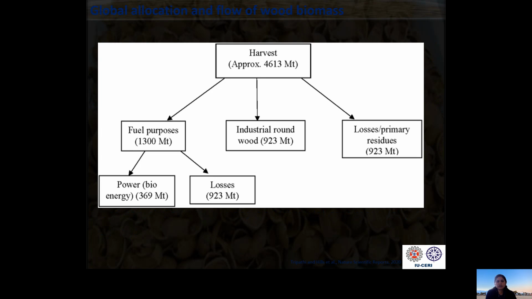Based on some literature, we calculated how much wood biomass is available and how the allocation has been done. About 4,600 megatons of wood biomass is available. About 1,300 megatons goes for fuel purposes and is used for biomass energy production, about 923 megatons goes for industrial roundwood or pellet production, and the remaining 923 megatons is primarily left to rot or is lost as primary residues.